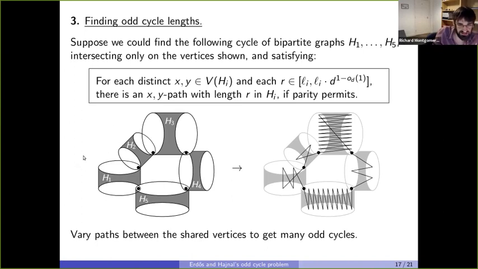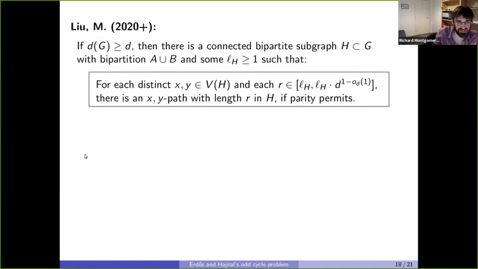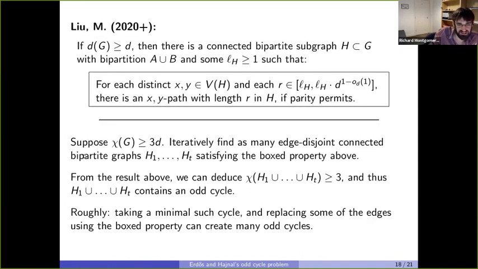The graphs just may not be as nicely behaved as these ones. So you have some odd cycle. And just very roughly, if you take a minimal such cycle, then you can prove that, okay, they might overlap, but they won't overlap too much. And if you only replace some of the edges using the box property, maybe on every second edge, then the paths that you replace won't intersect with each other. But these are just technicalities, and really it's not too hard to find many odd cycles from there.